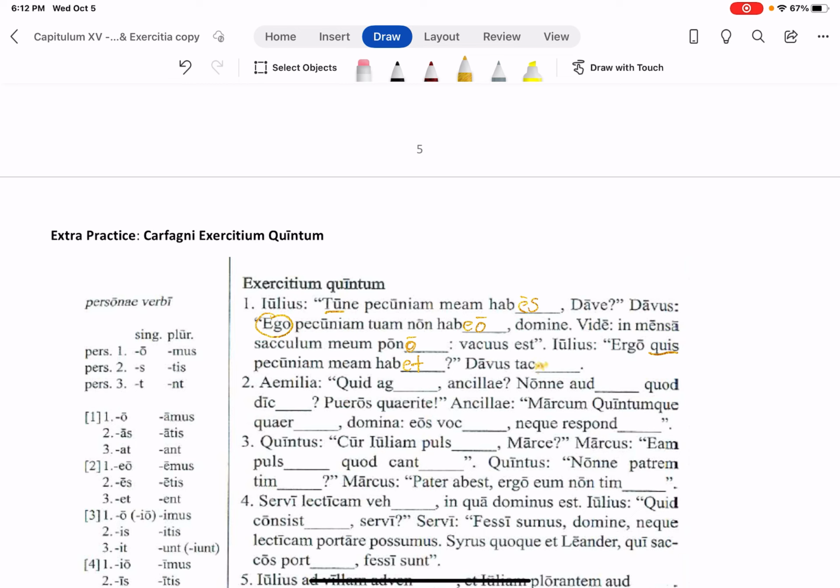Davus tacet. And here it's tacet. And you can always tell in narration when the narrator is telling us some event that transpires, it's usually third person. If they're quoting directly, then it might be second person or first person. But if it's just narration, it's third person. Because here Davos is the subject, and it's saying he is silent. He tacet.